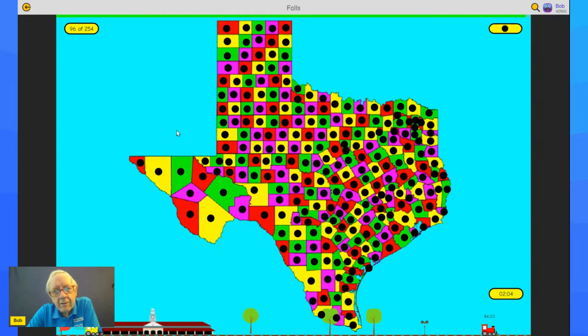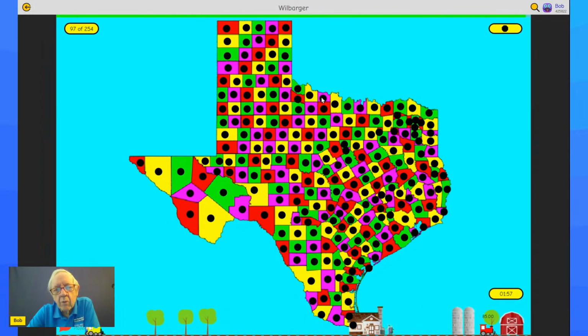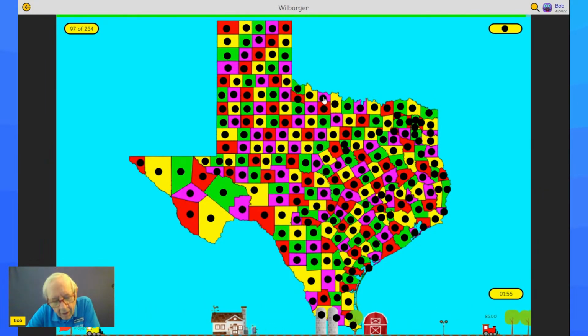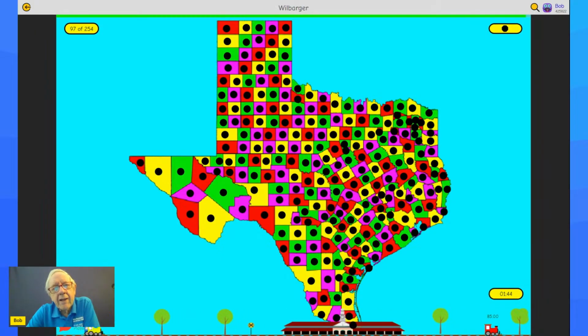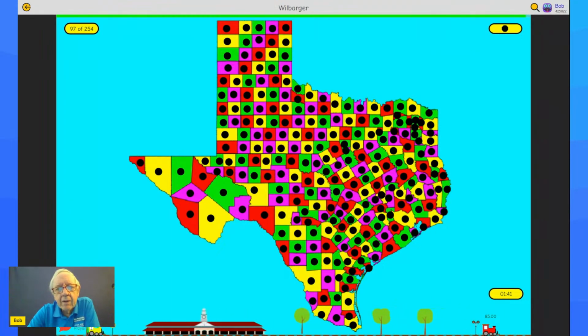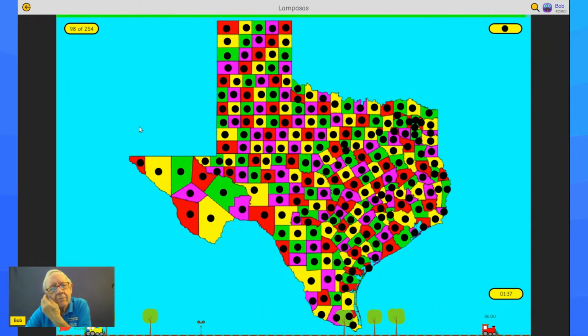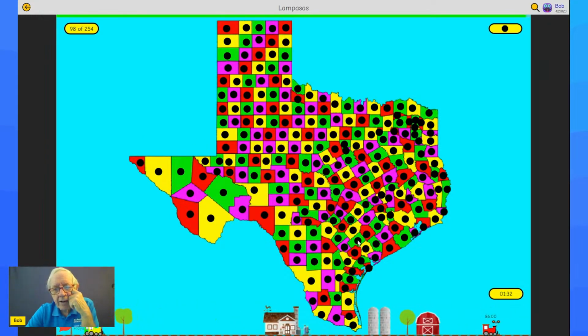But let's go on. This is Falls. Wilbarger, this is Wichita. The Hotter'N Hell bicycle ride is in Wichita Falls, Texas, every year on the hottest Saturday of the year, and they bicycle 100 miles, right next to Wilbarger. And I've been in that about four or five times. Fantastic trip. Lampasas. La Salle, Lavaca, Lampasas.